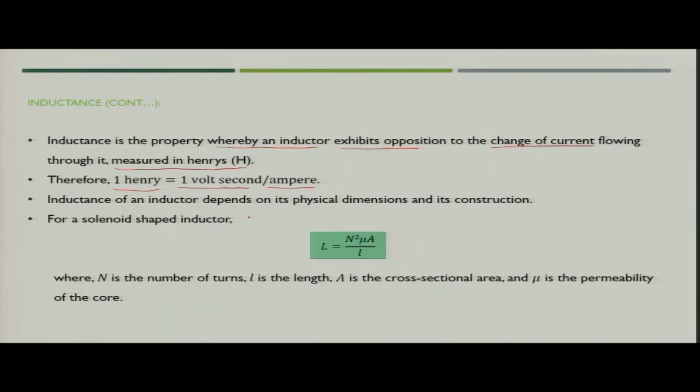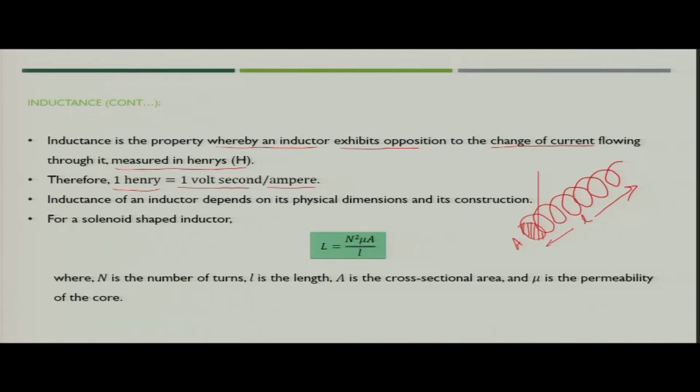The inductance of an inductor depends upon its physical dimensions also. Suppose you have a coil like this and you are asked to find the value of inductance. See, the coil will have its own cross sectional area, let us say it is A, and length is L.